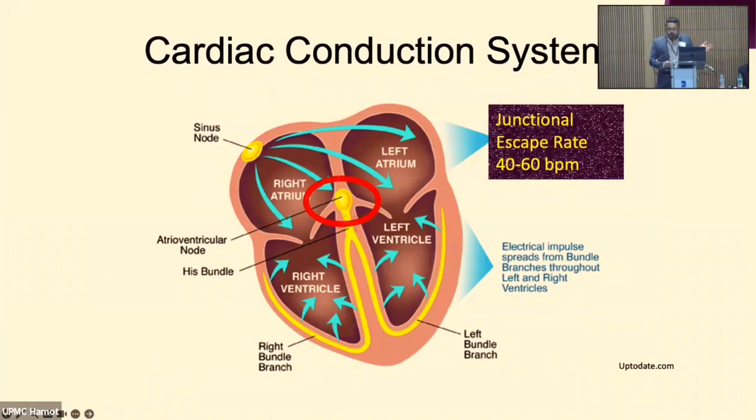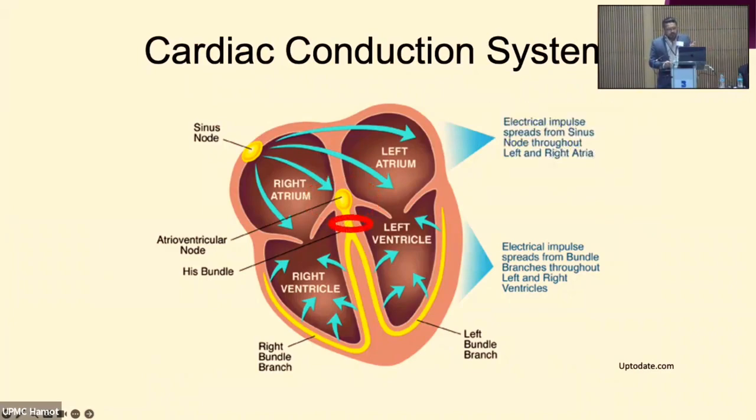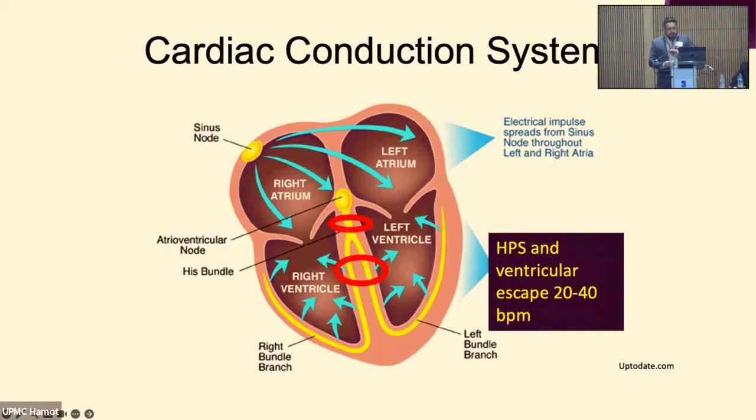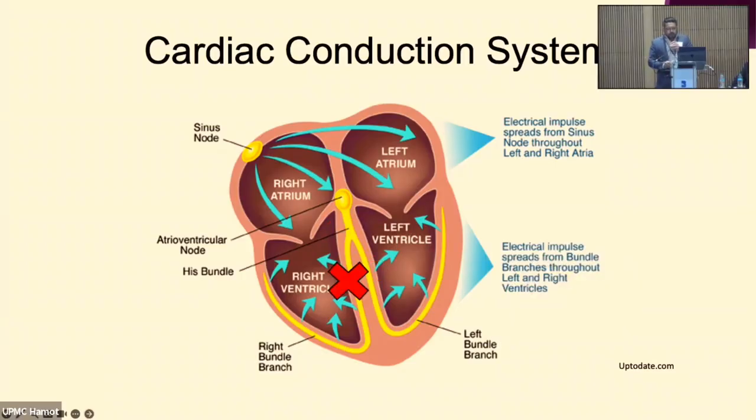So AV node, just again to highlight, junctional escape, 40 to 60 beats a minute. If the AV node fails, if the junction fails, you're relying on a subsidiary pacemaker. You're relying on the His-Purkinje system or the ventricles. Very unreliable, 20 to 40 beats a minute, usually very wide, bizarre-looking QRS. May even need a temporary pacemaker.